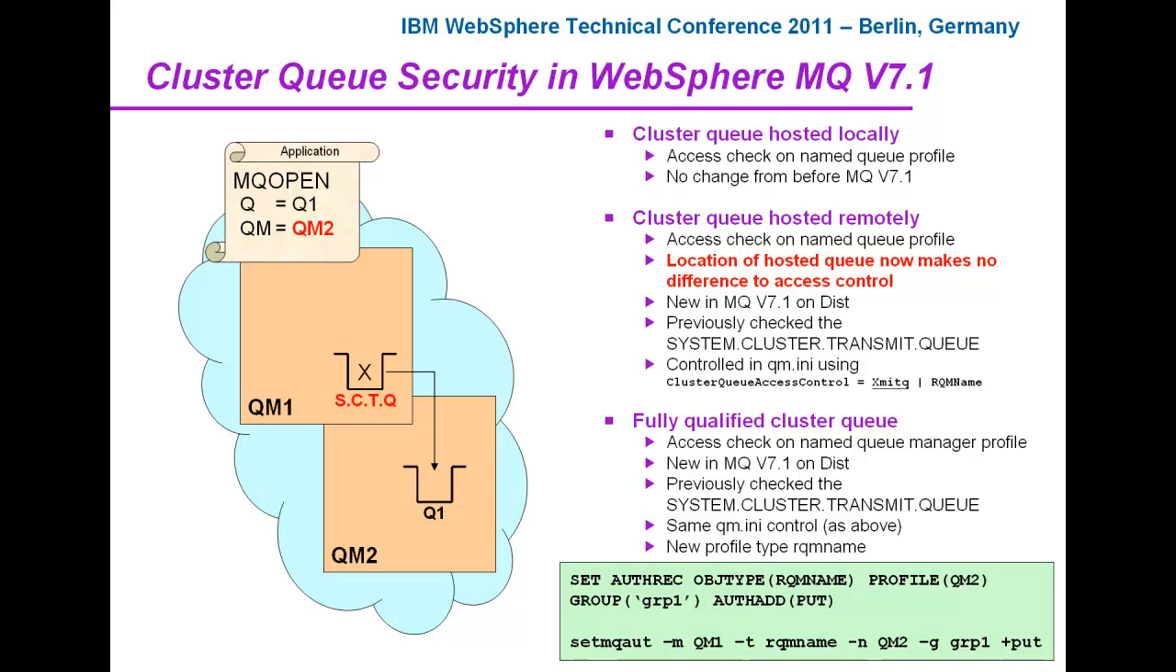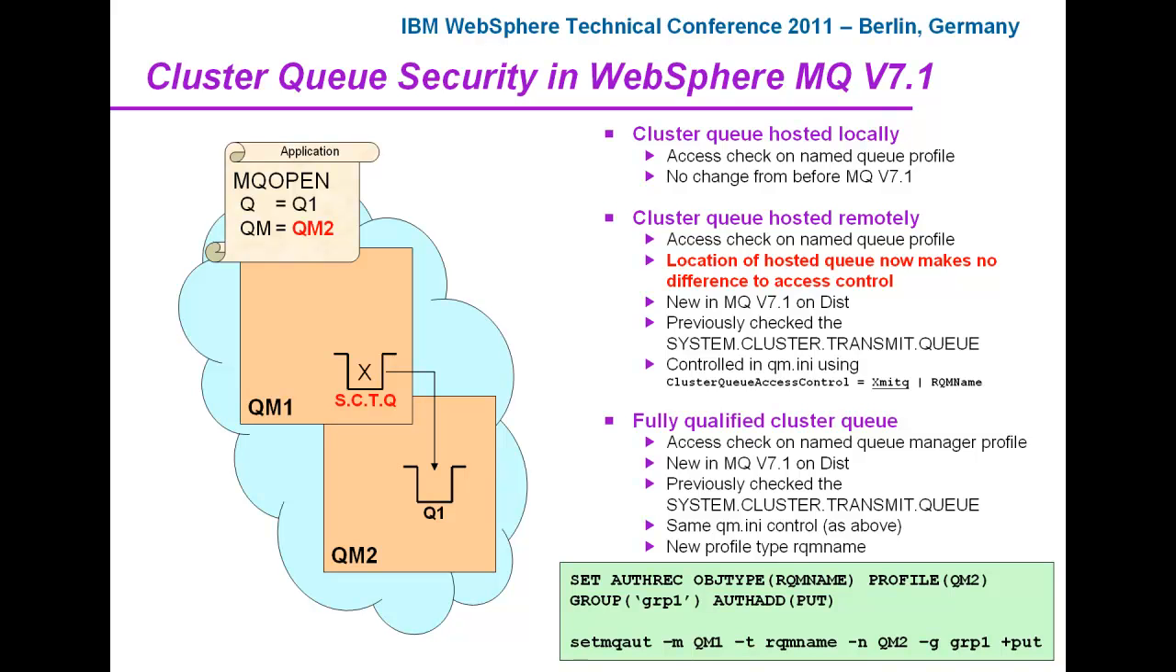So essentially anything that used to check the system cluster transmit queue pre 7.1 has now changed to check something different. Either the named queue, if you're not specifying a queue manager name, or this new type of profile, if you are. Now, this new type of profile has a type RQMNAME, so setmqaut -t rqmname -n, the name of that remote queue manager, or there's another example of your MQSC version of the same. And this is again done to match the way z/OS does this. So it's a much more granular, better control for you.